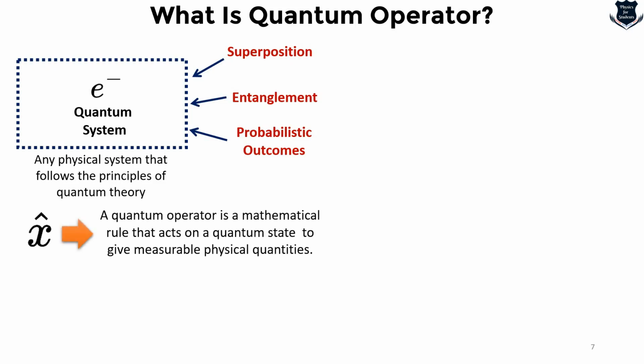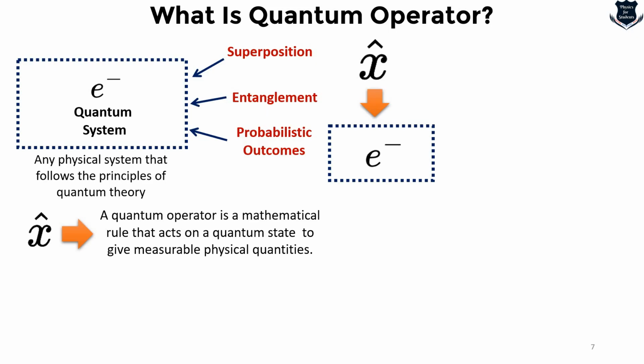So what is a quantum operator? It's very simple. A quantum operator is basically nothing but a mathematical rule that acts on a quantum state, which we will come to later, to give the measurable physical quantities like position, momentum, energy. So we can say that it is a mathematical rule that acts on a quantum system in order to measure something.